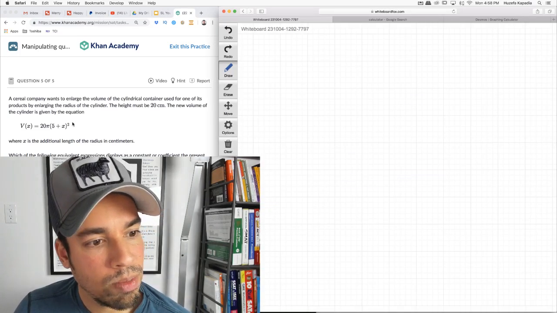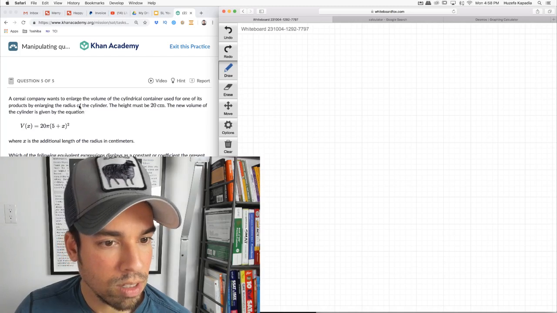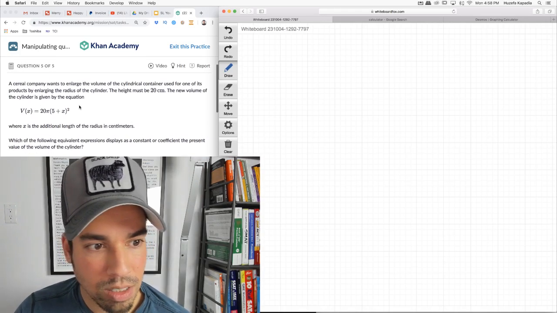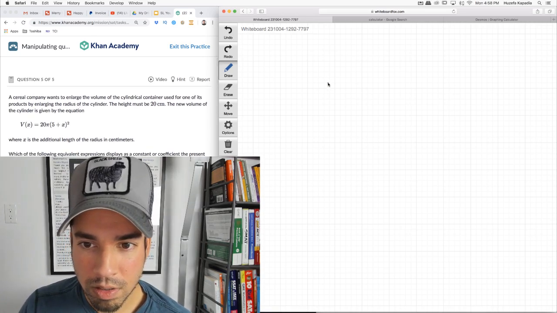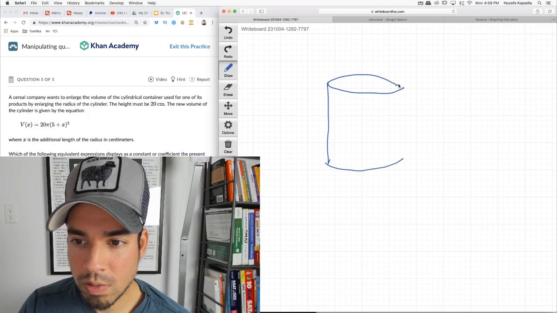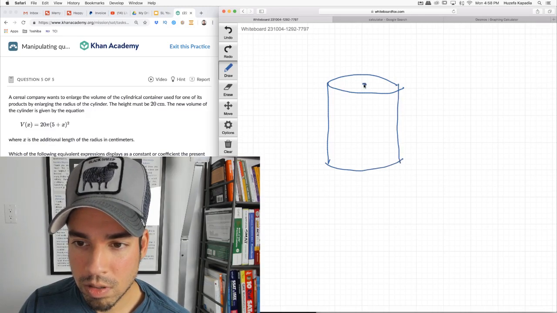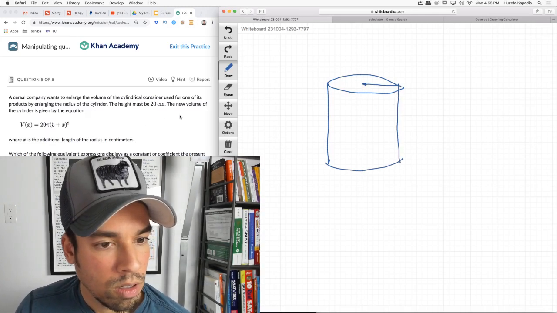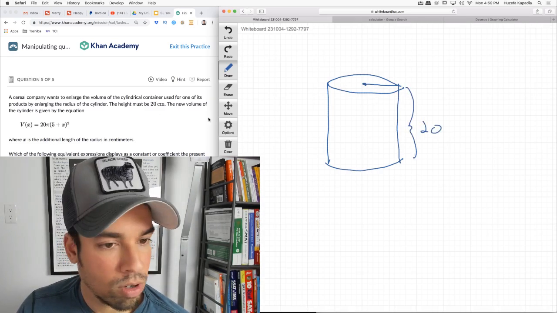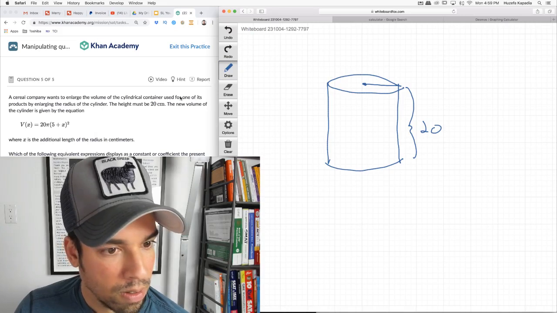Last but not least, the cereal company wants to enlarge the volume of the cylindrical container used for one of its products by enlarging the radius of the cylinder. Okay. Here we go. The height must be 20. I don't even know if I need to draw this. I just do it as such an instinct. The height must be 20.